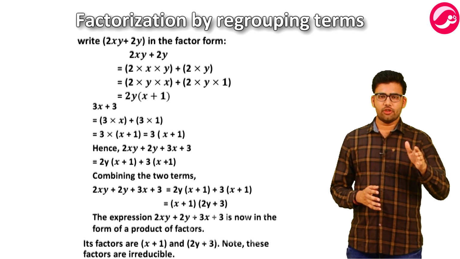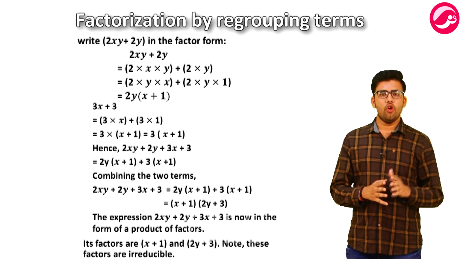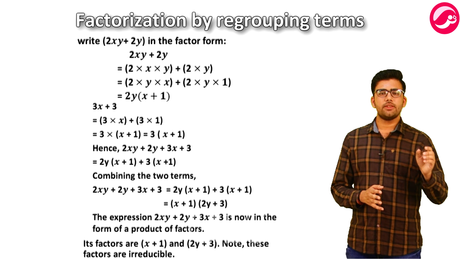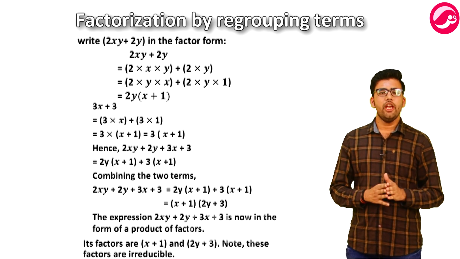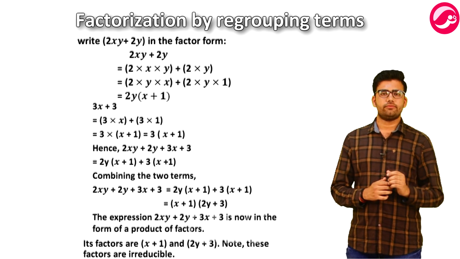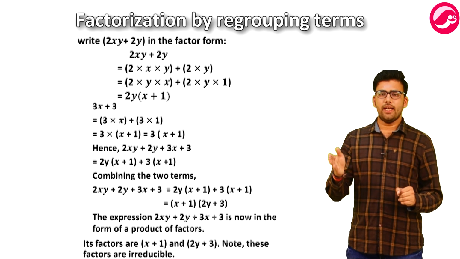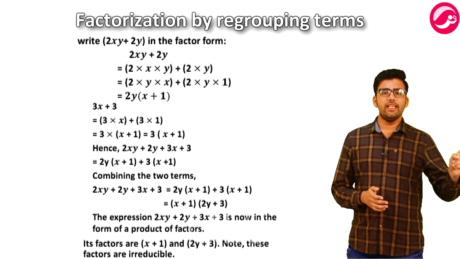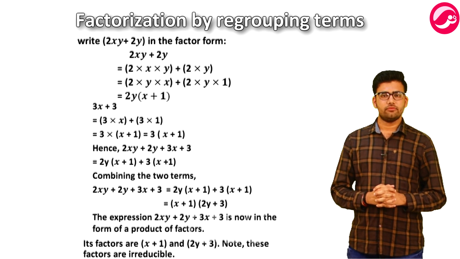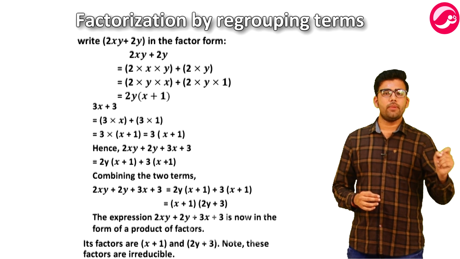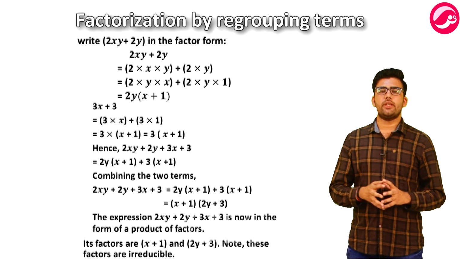2xy plus 2y is equal to 2 into x into y plus 2 into y. Therefore, we will get 2 into y into (x plus 1), that will be 2y into (x plus 1). Similarly, 3x plus 3 is equal to 3 into x plus 3 into 1, that will be 3 into (x plus 1). Hence, 2xy plus 2y plus 3x plus 3 is equal to 2y(x plus 1) plus 3 into (x plus 1).